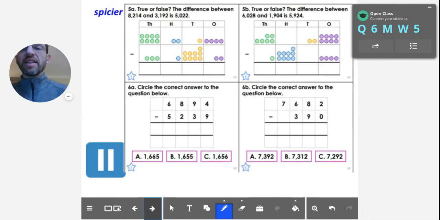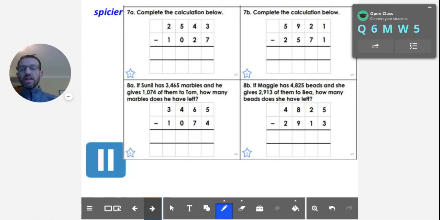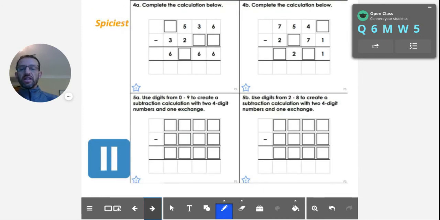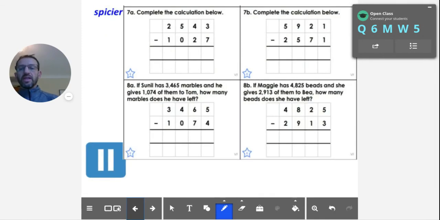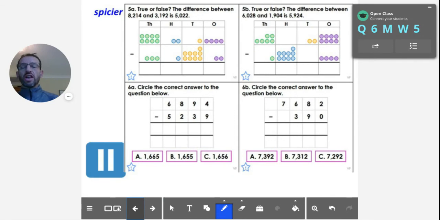Okay, this is the next challenge. Spicier work. I've split it onto 2 pages this time. When you've done that, carry on to here. More spicier work. And then if you want to do an extra challenge, have a go at this. This is the spiciest. And again, you've got 2 pages of that. So pause the video now. You've got a couple of pages here in representations. Remember the question number. Write out the question in your book as well as the answer.